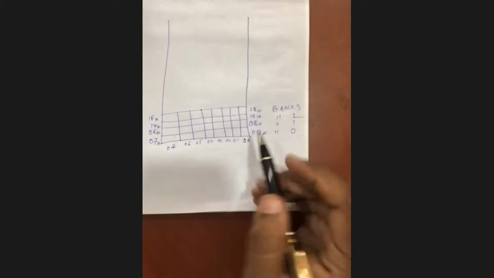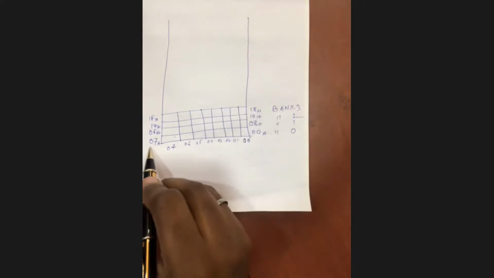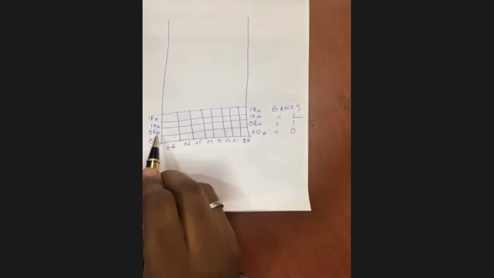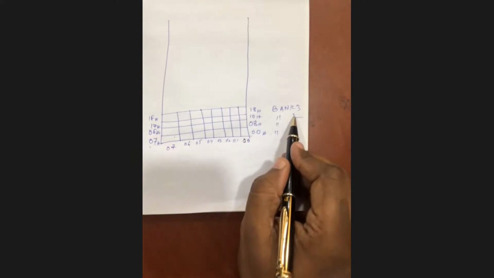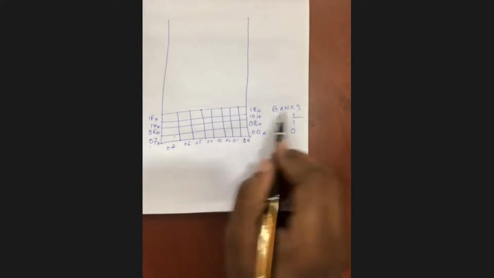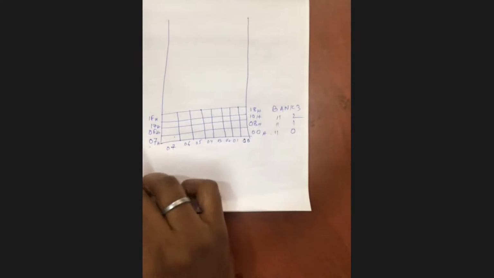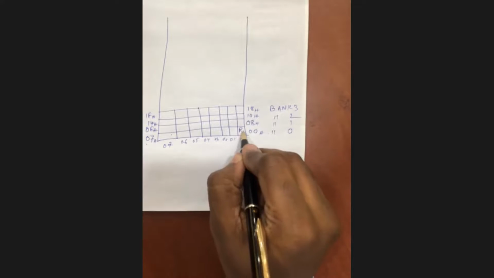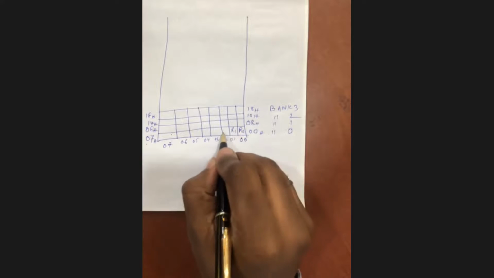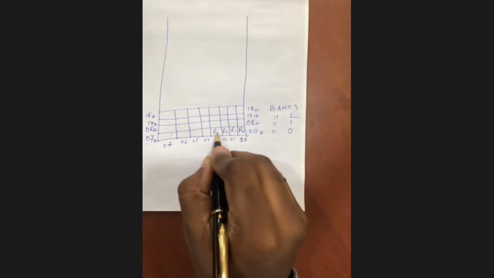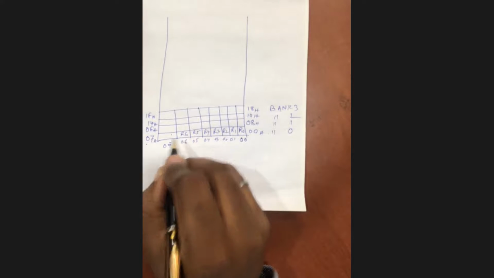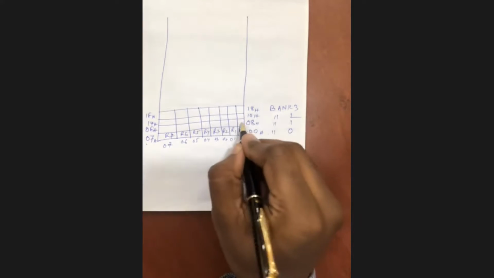So bank 0, what are the locations? 00 to 07. Bank 1, 08 to 0F. Bank 2, 10 to 17. Bank 3, 18 to 1F. Every bank has registers like R0, R1, R2, R3, R4, R5, R6, and R7.